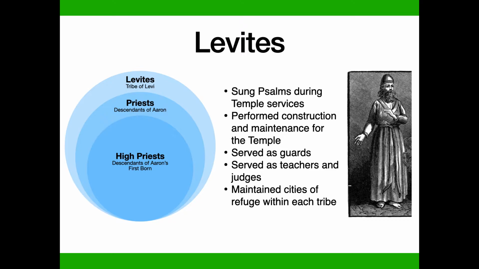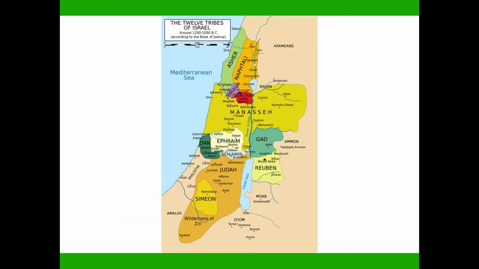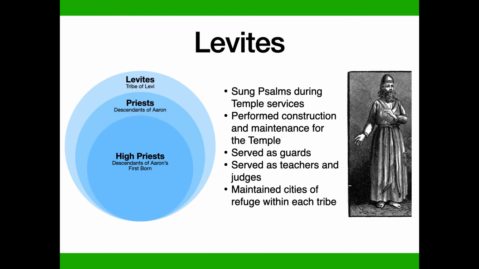Anytime somebody needed to be taught in a synagogue about these things, those were the Levites' duty. And then they maintained cities of refuge within each tribe. So here's a map of the land inheritances of each of the tribes. Now you'll notice that Levi doesn't have one. It's because the Levites were to be split amongst all of them. They were the official representatives of God within each tribe. So they had cities of refuge within each tribe, and that was their duty to do.